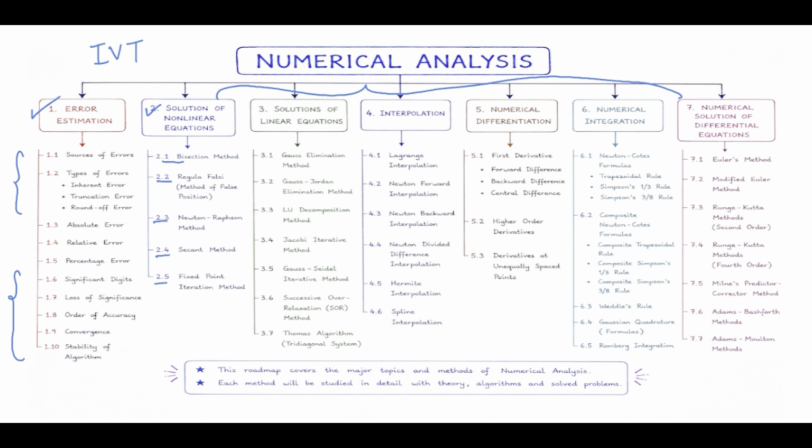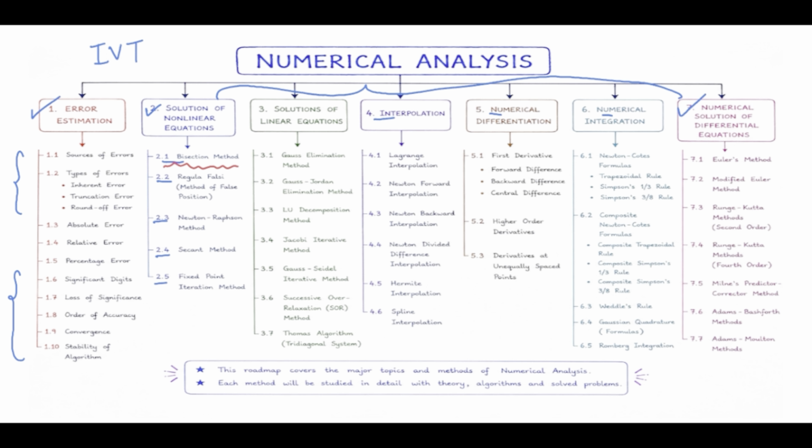We will study each of these methods in detail, understanding the theory behind them, learning their algorithms, solving numerical examples, and comparing their advantages and limitations. Once we complete this module, we will move on to the solution of systems of linear equations and interpolation, numerical differentiation, numerical integration, and finally the numerical solution of ordinary differential equations. So today we begin with the bisection method, one of the simplest and most reliable root finding techniques.